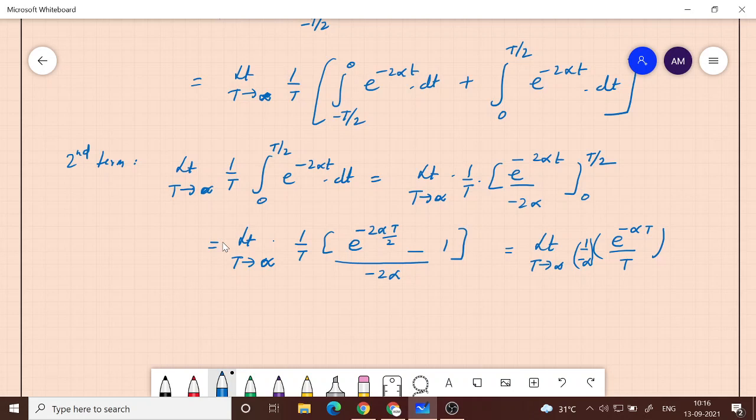So this is the first term, and the second term is basically 1 by t. So 1 by t, definitely as t tends to 0, this goes to 0. What about the first term?